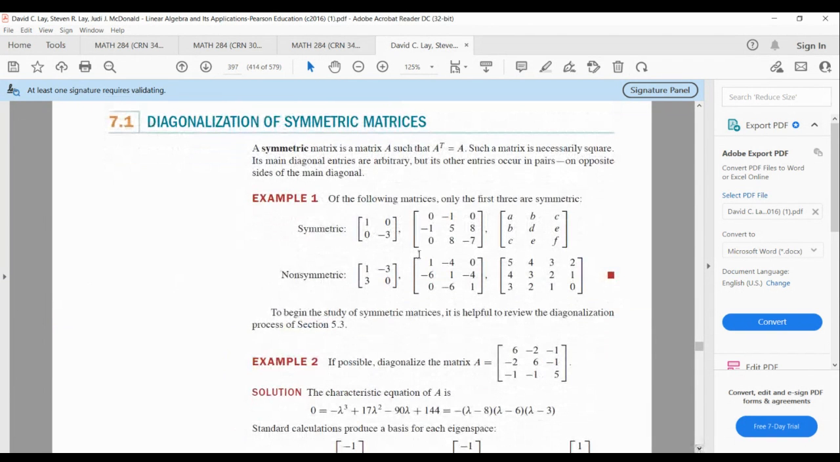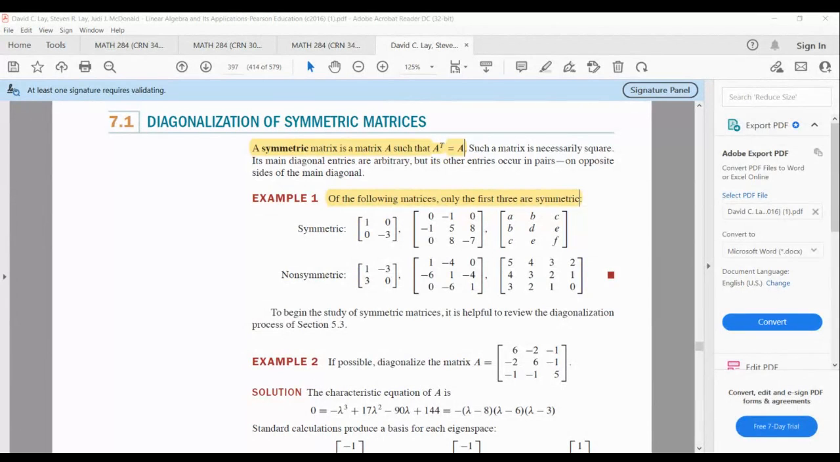So first of all, what is a symmetric matrix? A symmetric matrix is a matrix such that the transpose of the matrix is equal to the matrix. Therefore, you have to have a square matrix. And in example 1, they give examples here of 3 symmetric matrices. If you take the transpose of those matrices, you will get the matrix back.